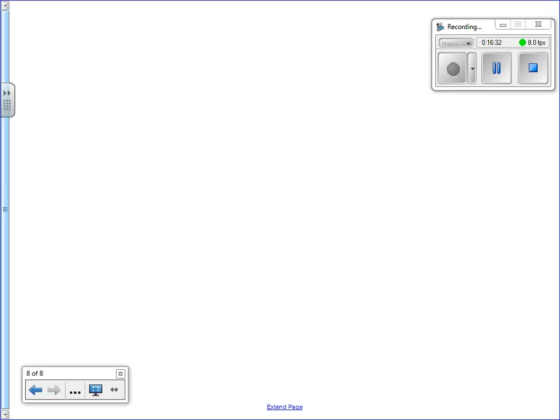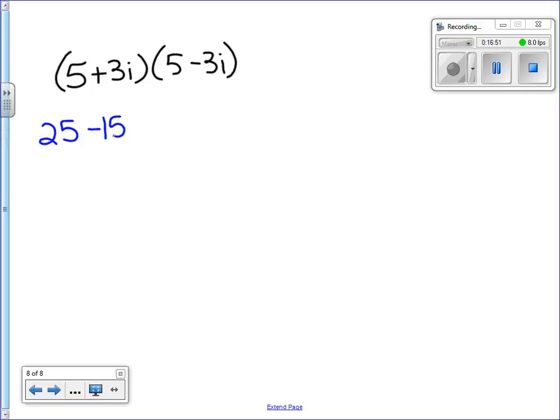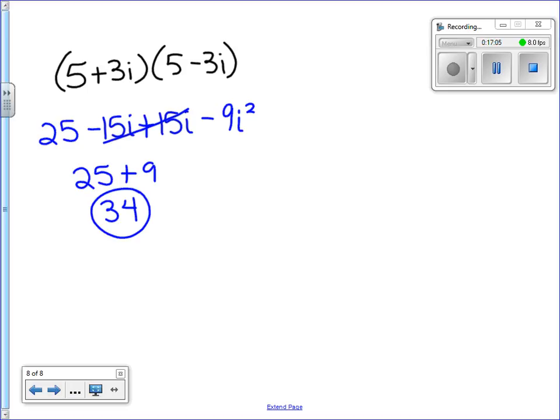Hang on, let me give you one more. Try that. This will be our last one. Alright, let's see here. I've got 25 minus 15i plus 15i minus 9i squared. Those go away. I end up with 25 plus 9, which is 34. Very good. Alright, just adding, subtracting, and multiplying today.